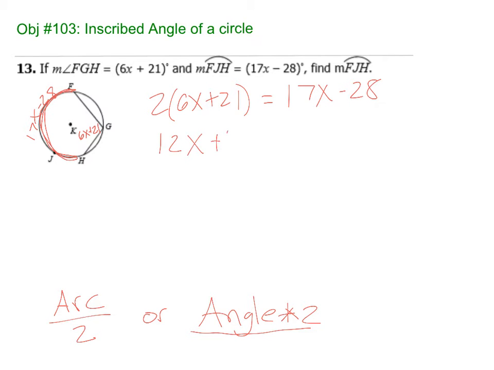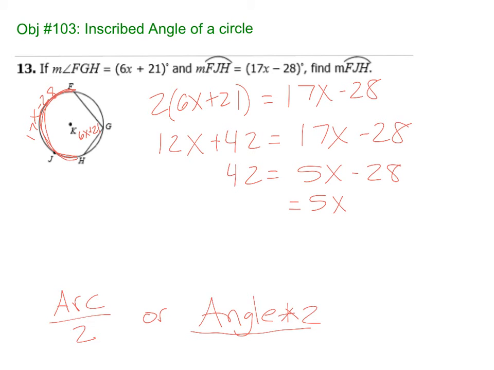12x plus 42 equals 17x minus 28. I'm going to skip the steps for solving. I'm going to subtract 12 on both sides, and I get 5x minus 28. I'm going to add 28 on both sides, and I get 70, and then divide by 5, and I get 14.